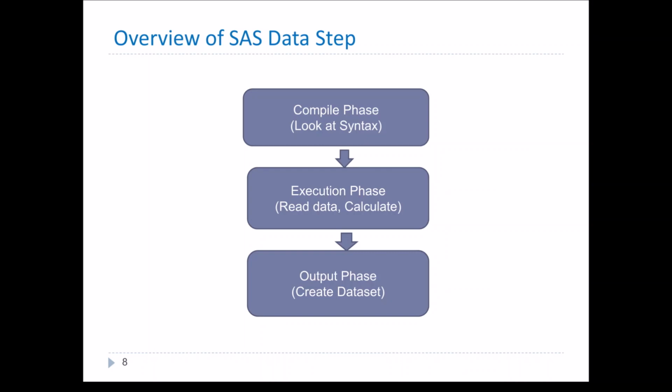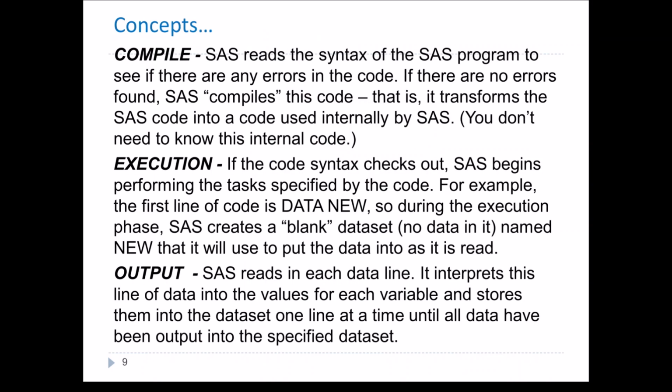Then it goes into an execution phase. If the compile phase says it looks okay, next it's going to go into the execution phase, where it actually reads the data, calculates or does other things within the data step, and then it goes to the output phase where it actually creates the data set. So all of these have to be done correctly before you get the results you want.